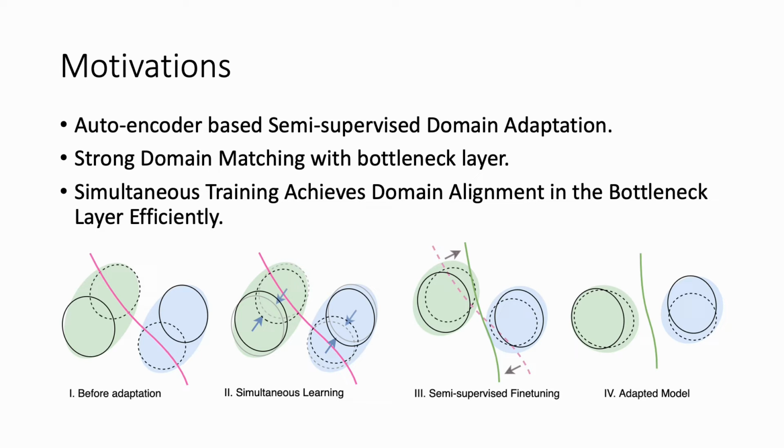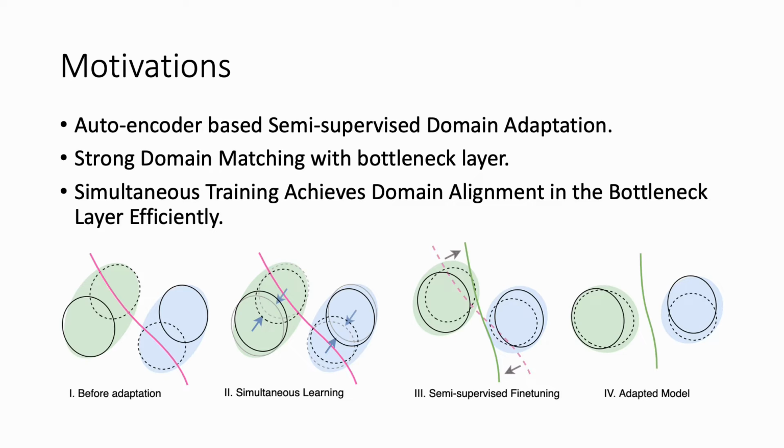Another motivation is how we can use simultaneous training of the source and target autoencoder to achieve strong domain alignment in the bottleneck layer efficiently. Here is a brief explanation of how our simultaneous domain adaptation framework works.